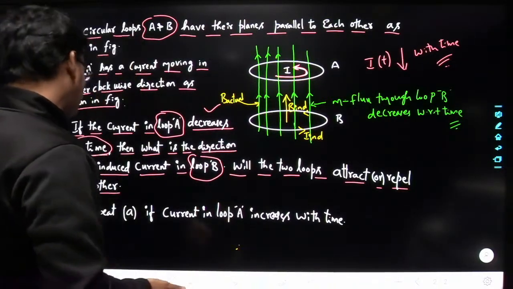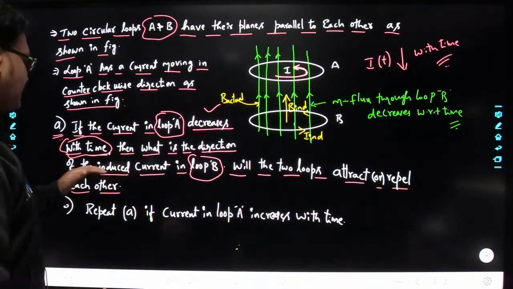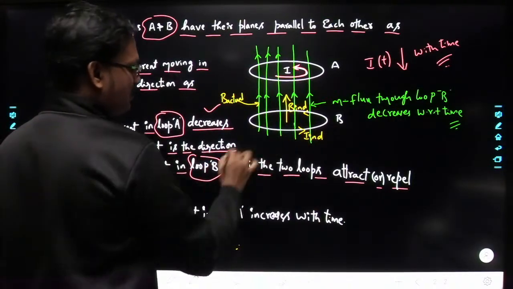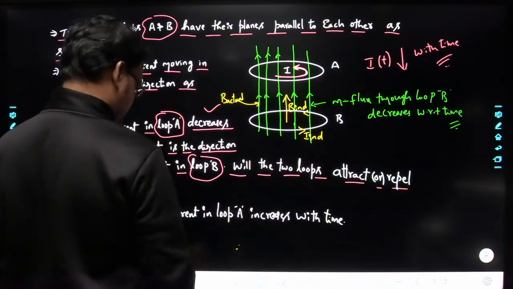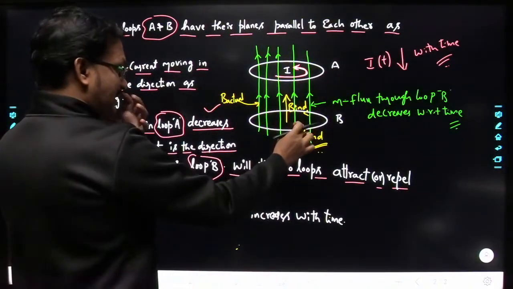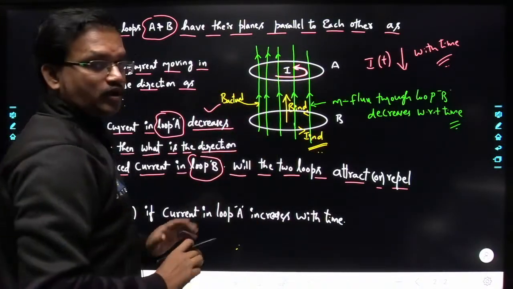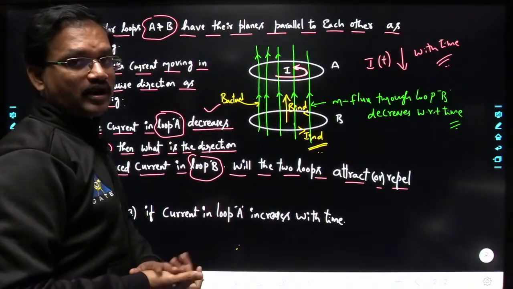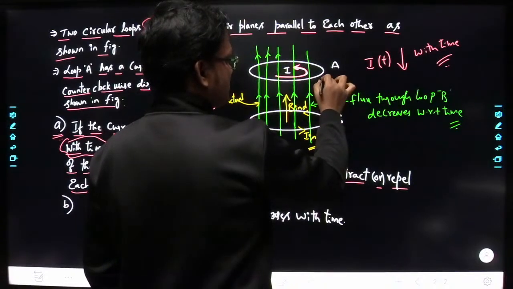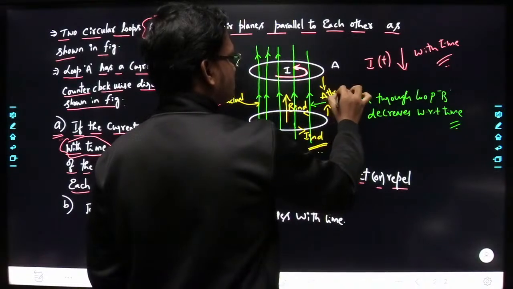Understood? So for A, what is the answer here? What is the direction of the induced current in loop B? The direction of the induced current in loop B will be anti-clockwise. Since in loop B the current direction and in loop A the current direction are both the same, they are going to attract each other.